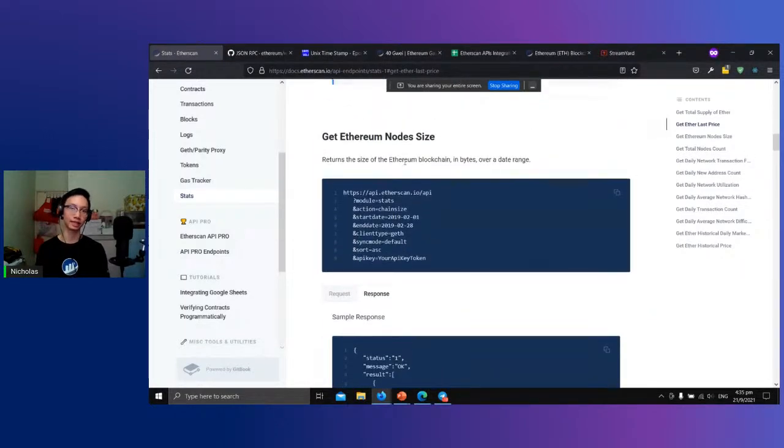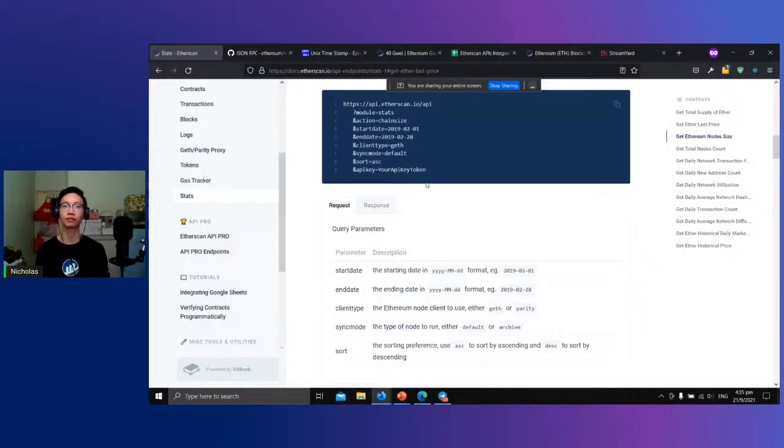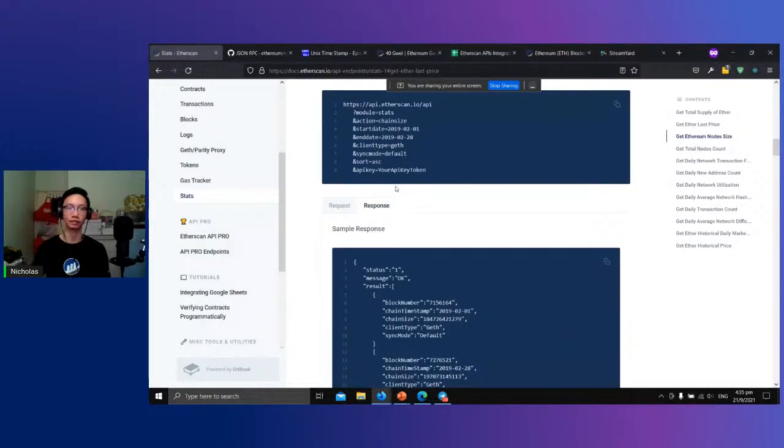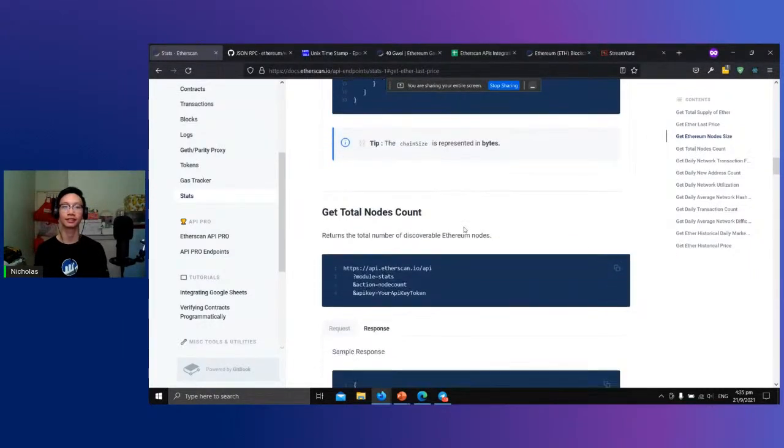Next, get Ethereum node size. So this is how much storage space you would incur if you were to run an Ethereum node. It's useful if you want to run a node, and it's good to know too, on a historical basis, how big the node size has been growing.